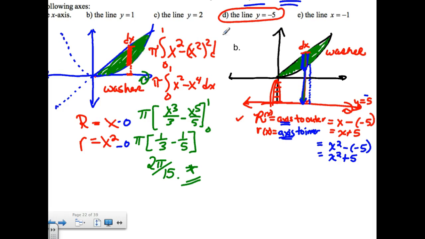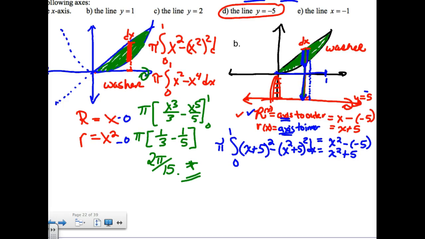So now I need to set up my integral. I'm going to integrate along the x-axis. I need to remember my pi, and I'm going to be going from 0 to the intersection, which is at 1. So I'm going to integrate from 0 to 1, capital R squared, which is right here, my x plus 5 quantity squared, minus baby r squared, which is x squared plus 5 quantity squared with respect to x.